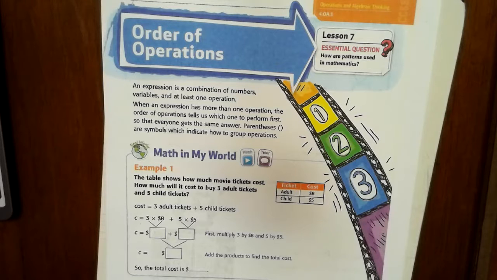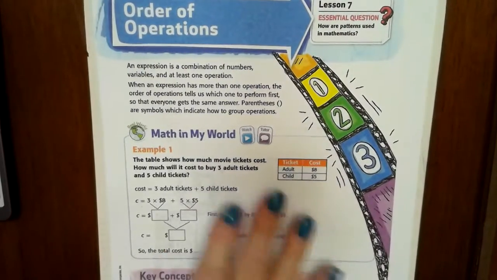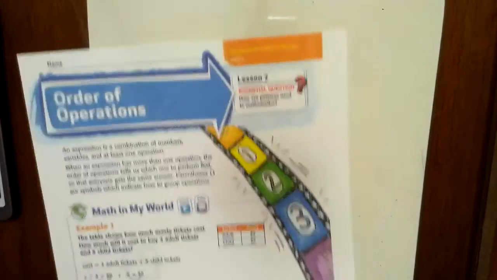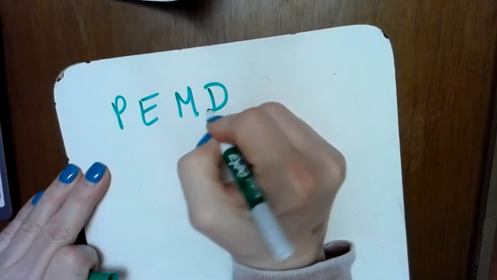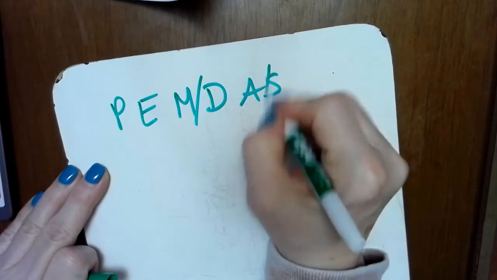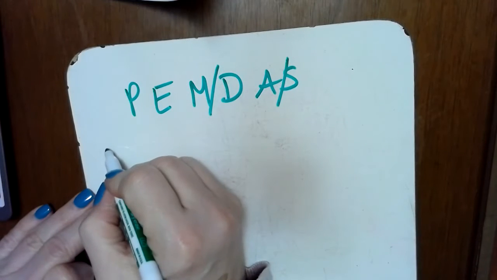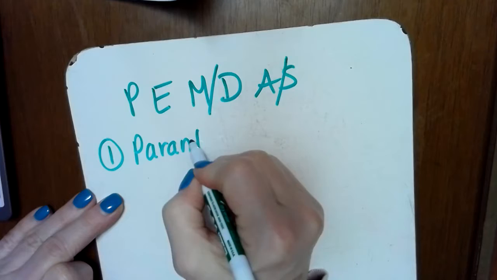Parentheses are symbols which indicate how to group operations. It's kind of funny they go right into a problem here when they don't really tell you what the order of operations are, so let me explain that to you. There is this thing in math that we call PEMDAS. What does that stand for? First, you will do anything in parentheses.